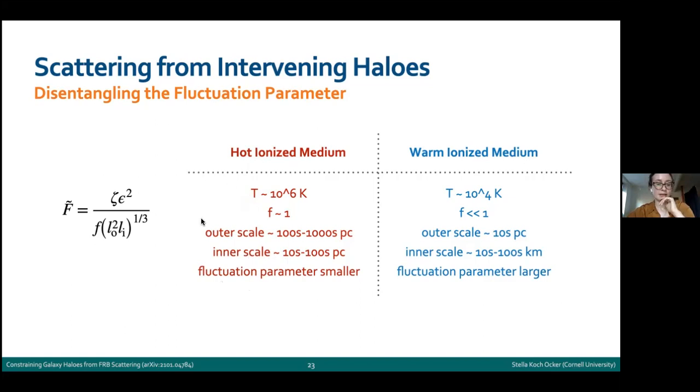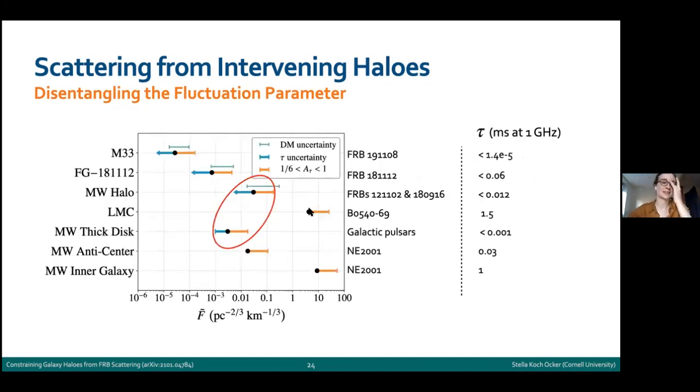And so generally, we'd expect the fluctuation parameter to be much smaller here than in the warm ionized medium, where the filling factor is much less than 1. The outer scale is around tens of parsecs, and the inner scale is around tens to hundreds of kilometers. And so based on this generalization, we would really expect the fluctuation parameter of the galactic halo to be smaller than the galactic thick disk.